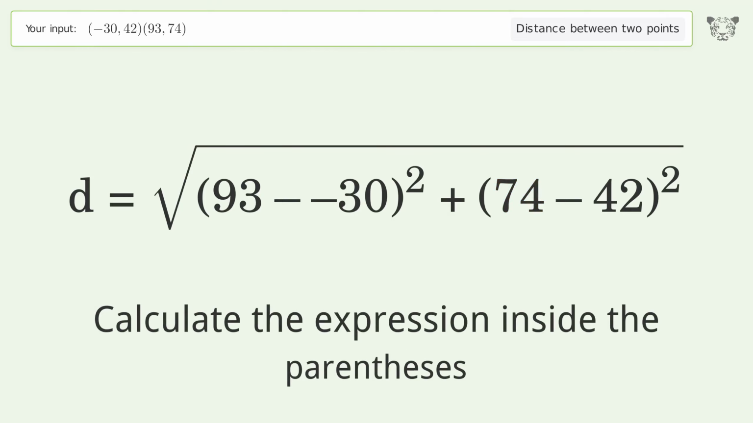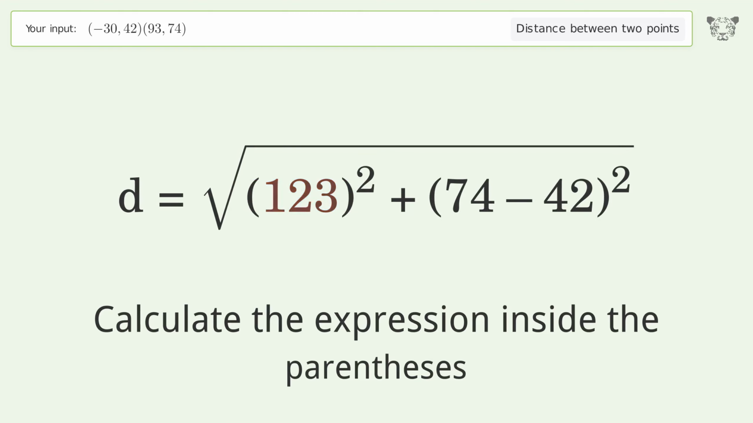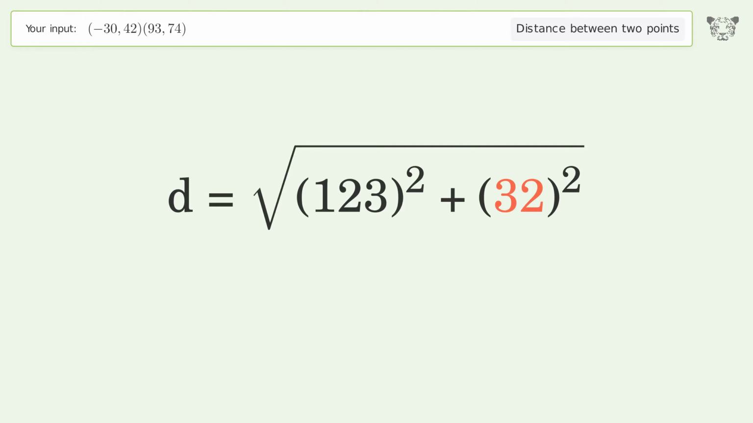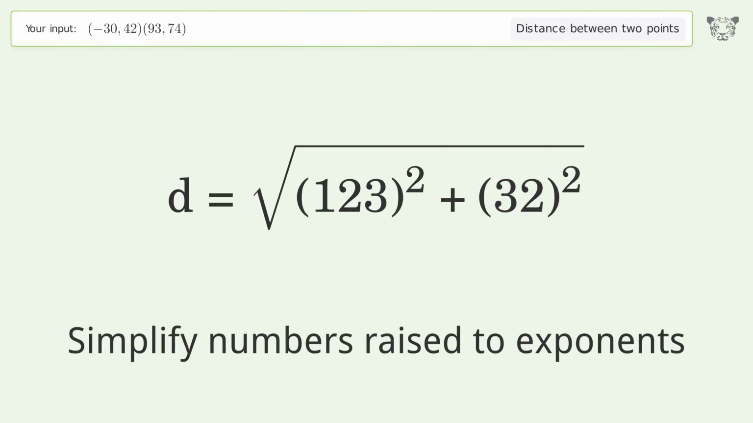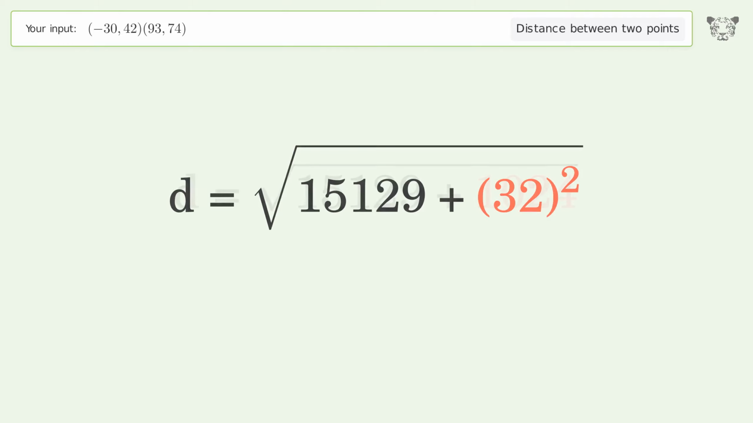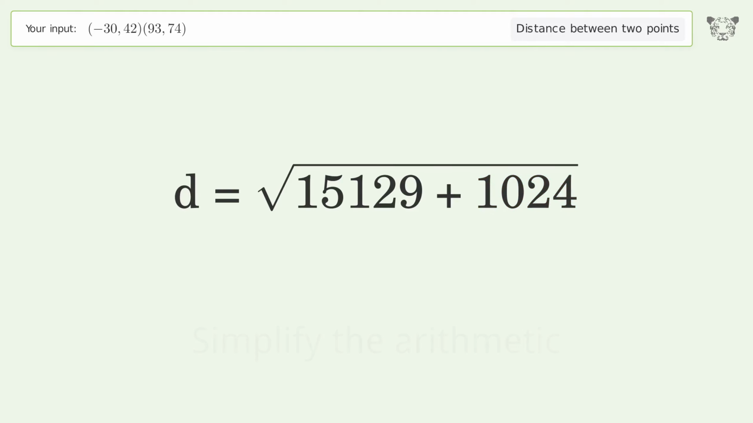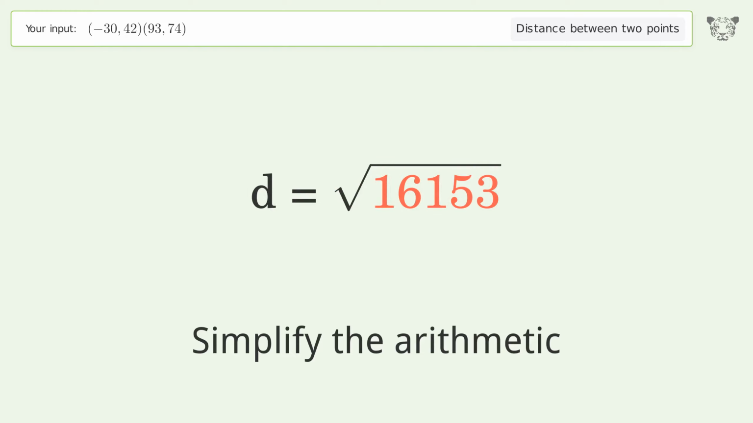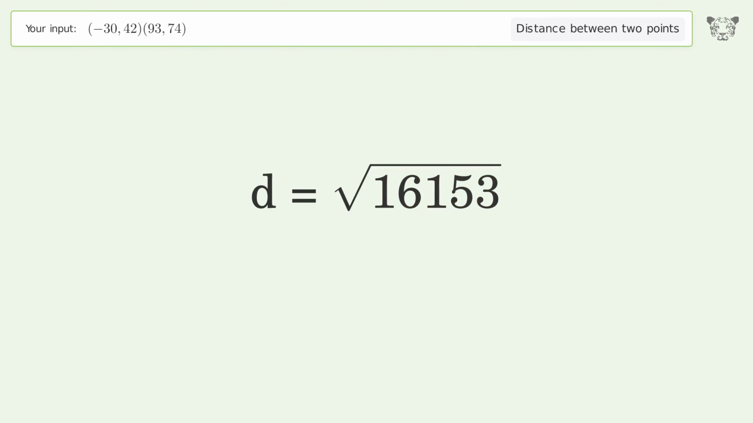Calculate the expression inside the parentheses. Simplify numbers raised to exponents. Simplify the arithmetic. And so the distance between the 2 points is the square root of 16,153, or 127.094.